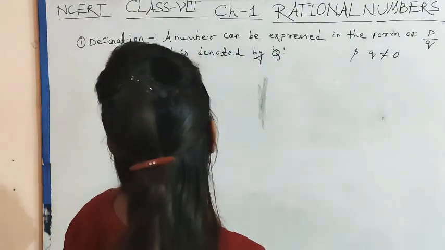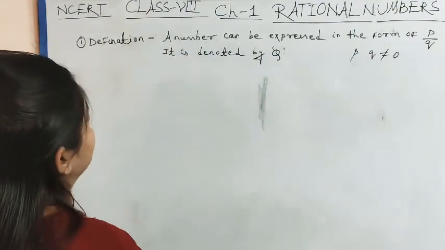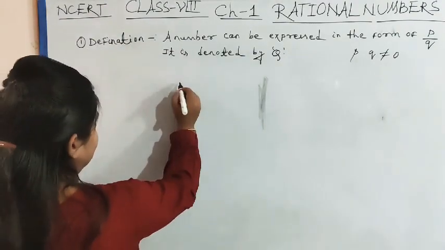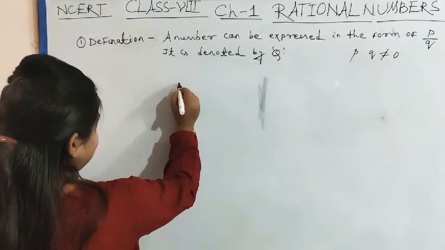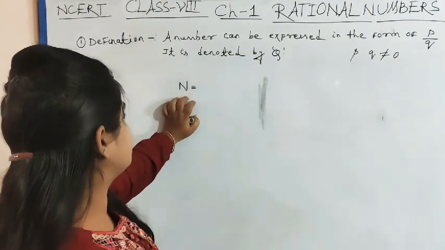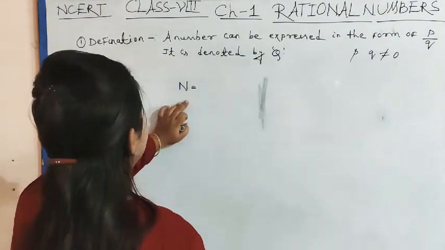Today our topic is rational number. In our previous classes we learned the number systems. Now what is the number system? First of all is natural number. What is natural number? The natural number is a number which we are counting.